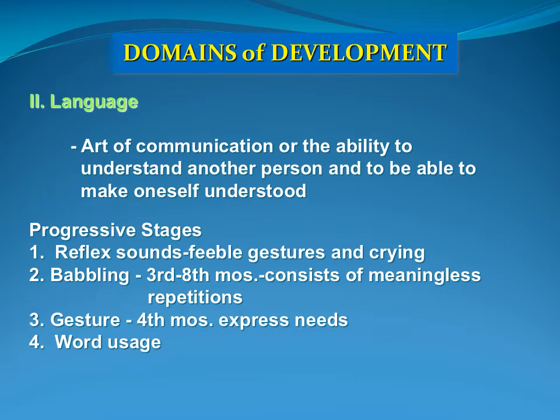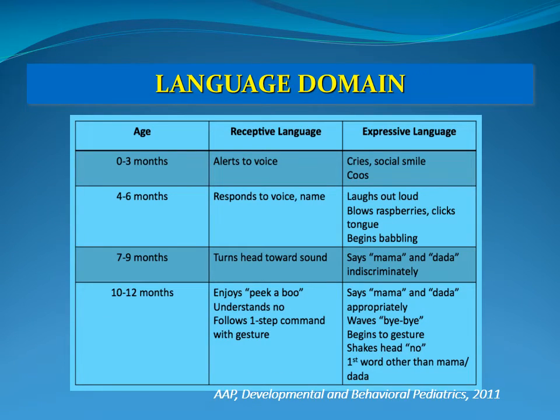The next domain of development is language. Language is the art of communication, or the ability to understand another person and to be able to make oneself understood. Language has progressive stages. You have the reflex sounds, the babbling, the gesture, and finally the word usage. For the language domain, there are 2 types of languages. One is receptive and the other one expressive language. At different age groups, you have also different developments of these specific languages.